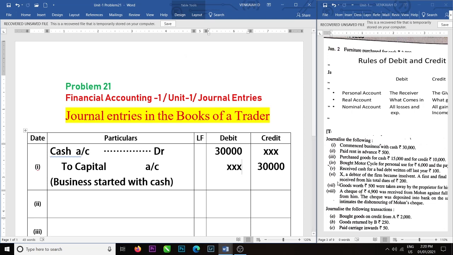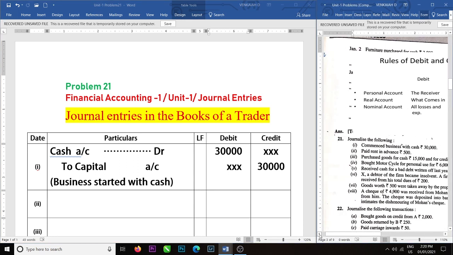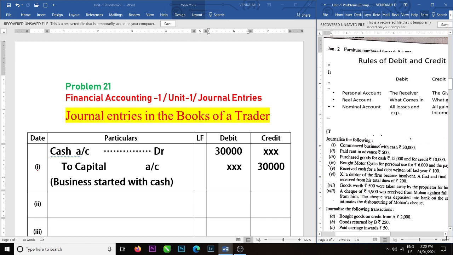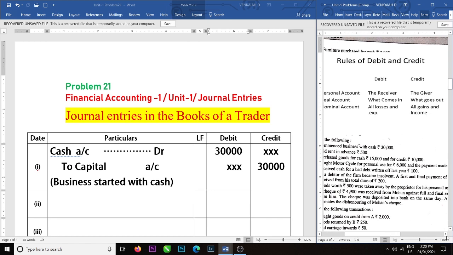Now we are going to do problem number 21. Only 8 transactions are there. Same rules. You can look at the rules available here. Personal account, debit the receiver, credit the giver. Real account, what comes in debit, what goes out credit. Nominal account, expenses and losses debit, incomes and gains credit.